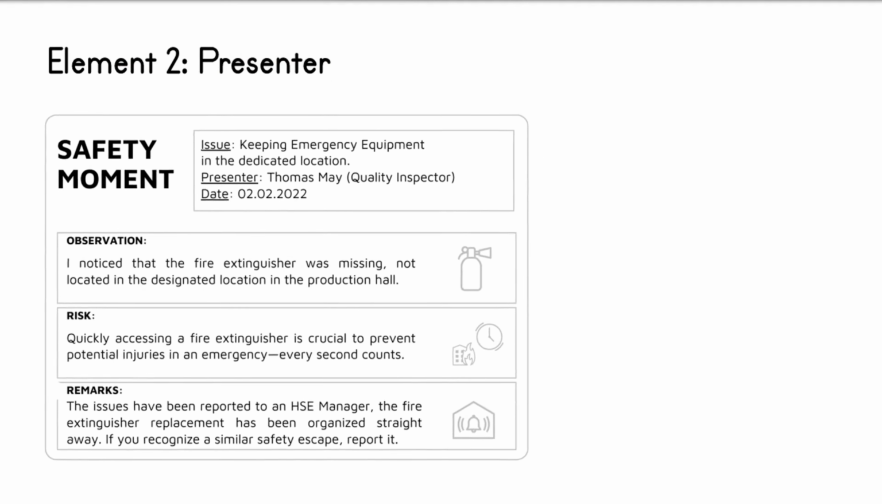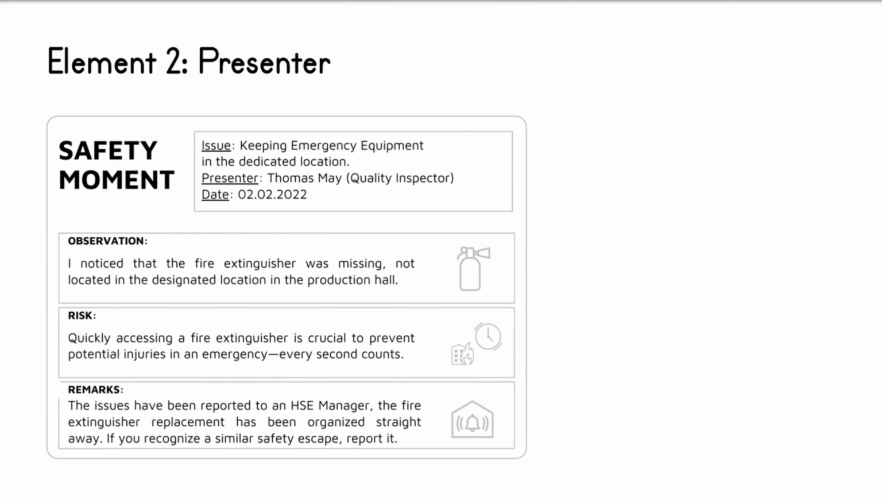Next is the presenter. Anyone can prepare and present a safety moment, especially someone who made a safety observation and wants to share it. Example: presenter, Thomas May, Quality Inspector. Date: the 2nd of February 2022.